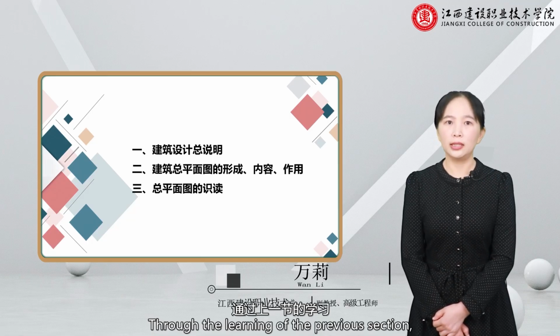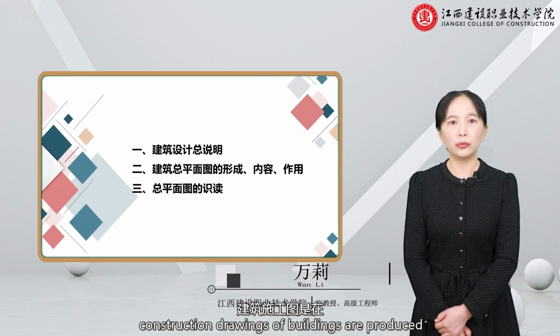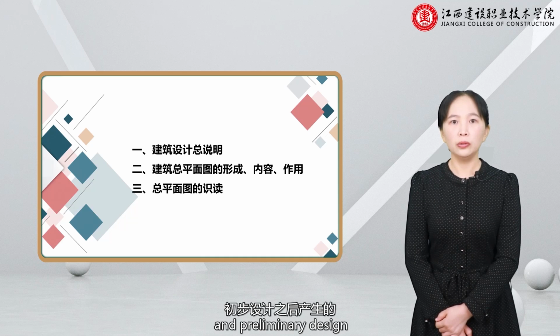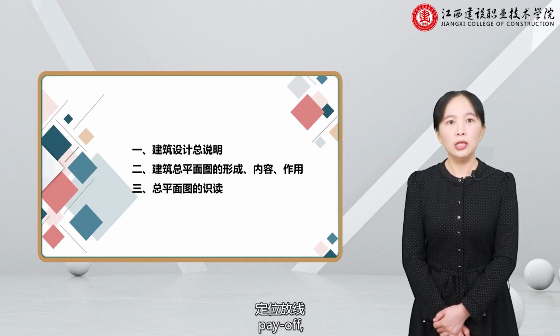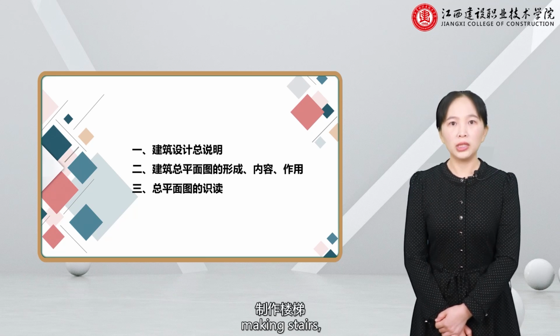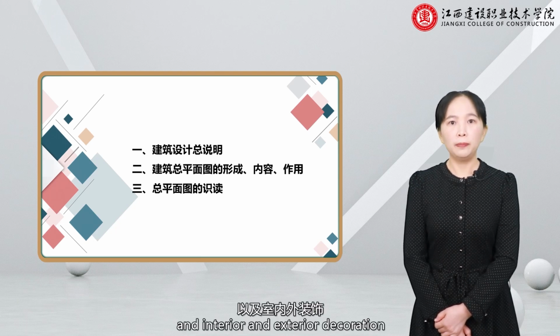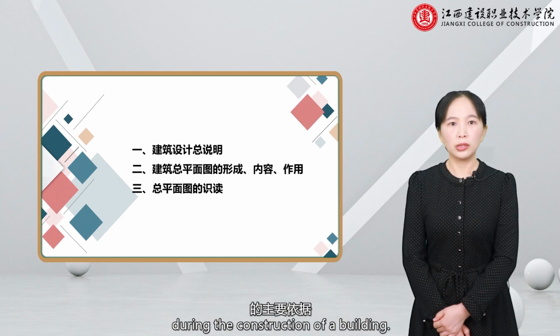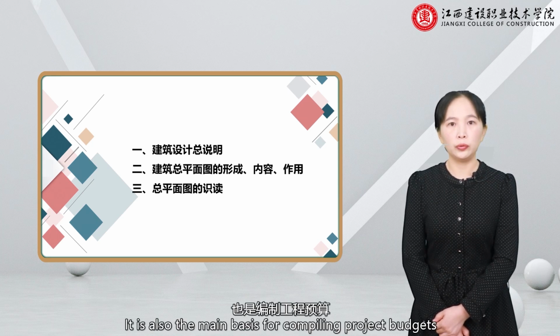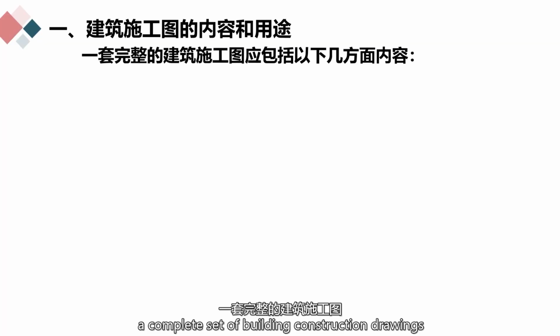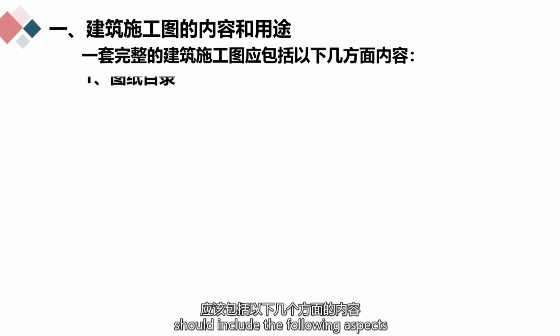Through the learning of the previous section, we know that the construction drawings of buildings are produced after the scheme design and preliminary design. They are the main basis for positioning, payoff, building walls, making stairs, installing doors and windows, fixing facilities, and interior and exterior decoration. During the construction of a building, it is also the main basis for compiling project budgets and construction organization plans. Therefore, a complete set of building construction drawings should include the following aspects.